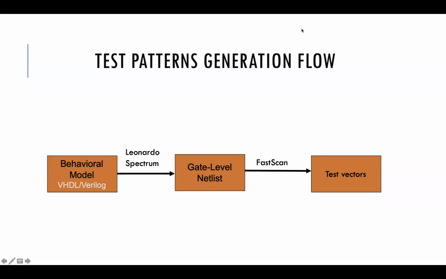This video demonstrates how to generate a test pattern for a certain circuit. Firstly, we will translate the circuit into VHDL code, and by using Leonardo Spectrum, the VHDL code will be converted into a gate level netlist. And by using the Fastscan, we will generate the test vectors of the circuit.